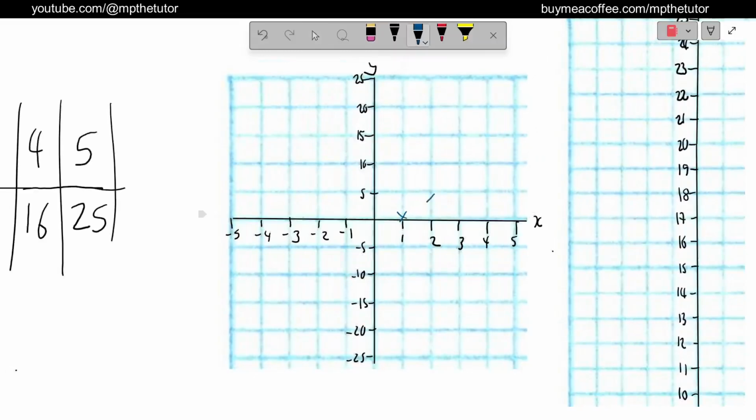2 times 2 is 4. 3 times 3 is 9. 4 times 4 is 16. And 5 times 5 is 25.